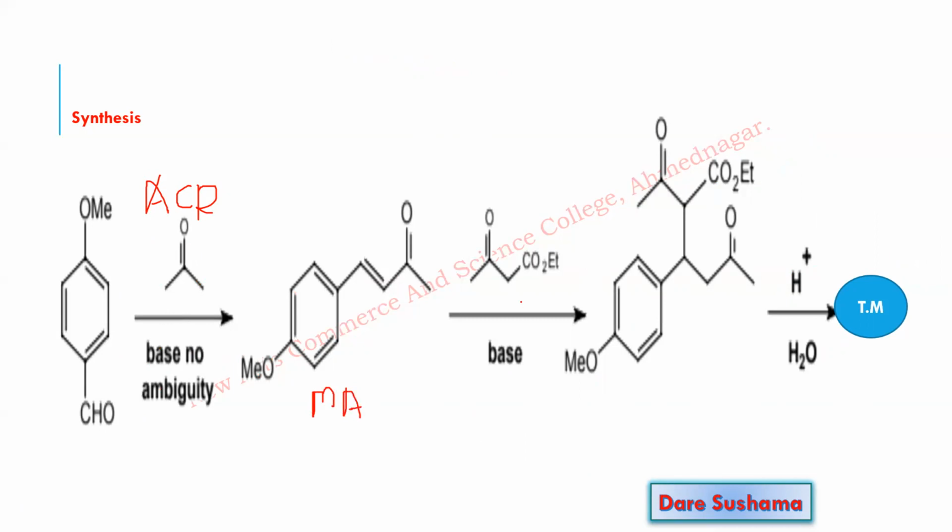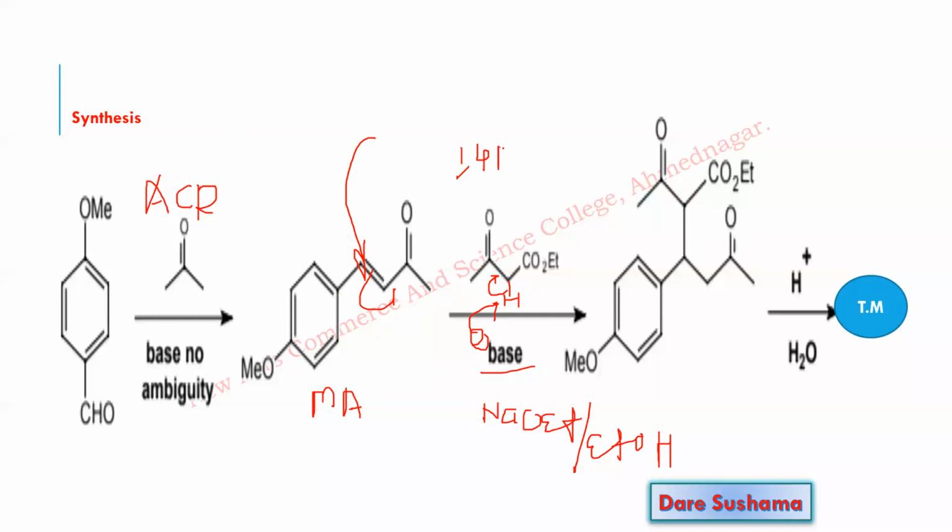Now, Michael acceptor, and here, this is a Michael donor. So this proton, you have to abstract it with base. Which base here you have to use? Sodium ethoxide in presence of ethanol. So use this base and do the reaction. So base abstracts this proton and gets the anion, and that anion you have to attack here. So which is that reaction? Here this is 1,4 Michael addition reaction.